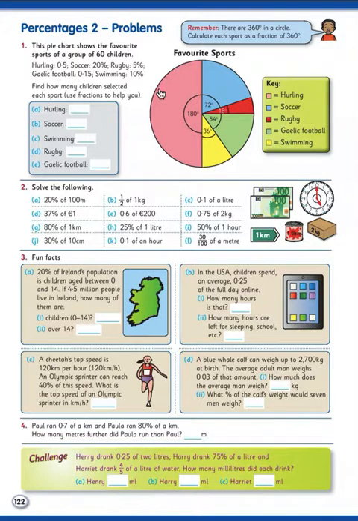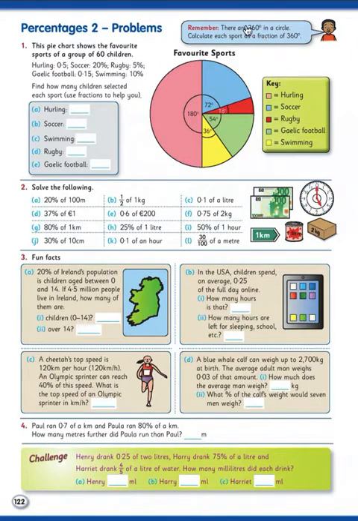0.5 said hurling was their favourite. 20% said that soccer, which is the blue, was their favourite. 5% said rugby was their favourite. 0.15 said Gaelic football and 10% said swimming. So they want you to find out how many actual children chose hurling, soccer, swimming, rugby, Gaelic football.